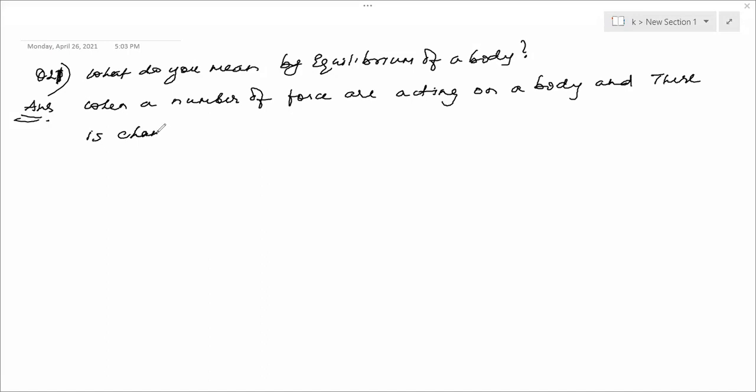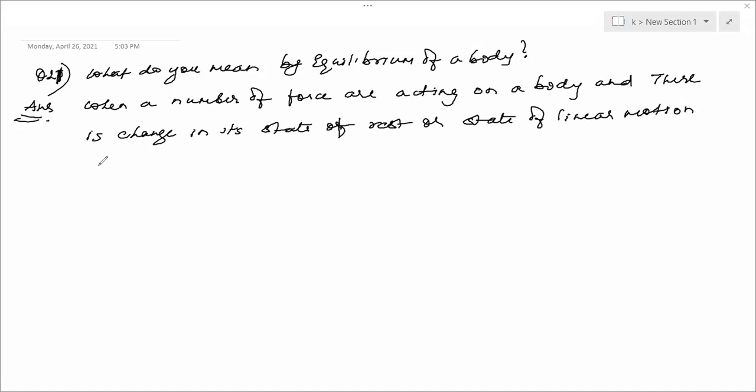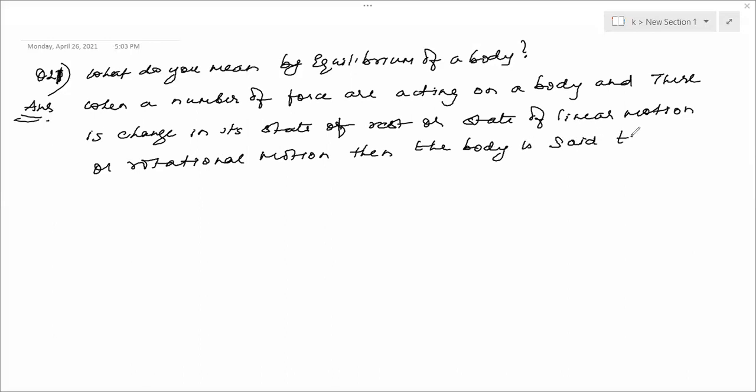no change in its state of rest or state of linear motion or rotational motion, then the body is said to be in equilibrium.